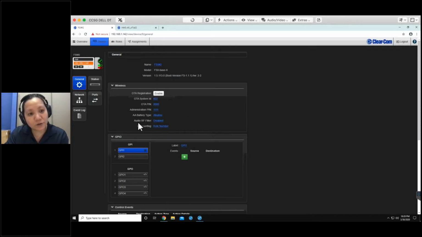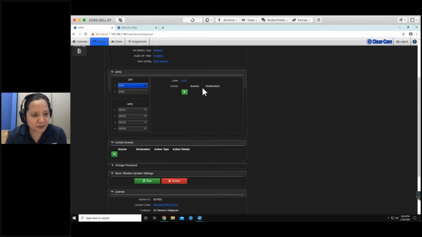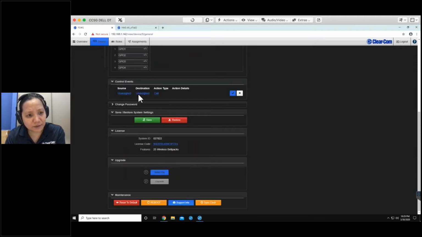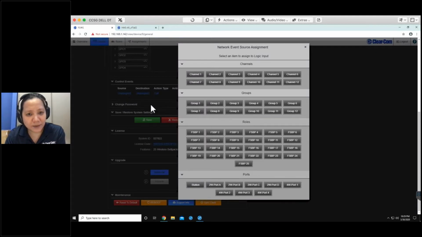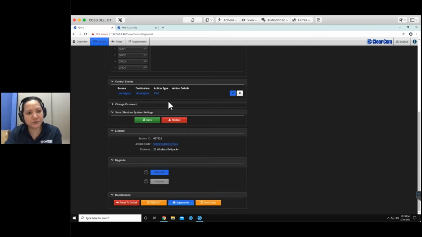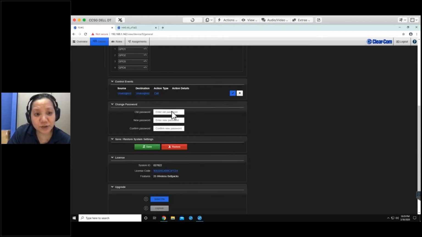Okay, this is the audio RF filter that Pete was talking about. So I think by default it's disabled. You could enable it here. Okay. Here is just the GPIO section where Rom says you could add a GPO for two-way radios. So you set it up here. Control events is where you decide what source is coming in, which channel is coming in, to have an action that triggers. Okay, password, you could change your default password so no one else could log into your base.